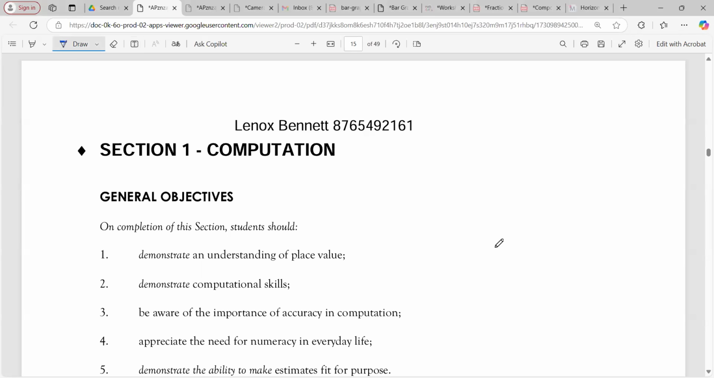Today I'll be looking at the math syllabus. A lot of students seem not to work with the syllabus. You can go on Google, type in CXC Maths Syllabus and you get it. All right, so let's look through some of them.